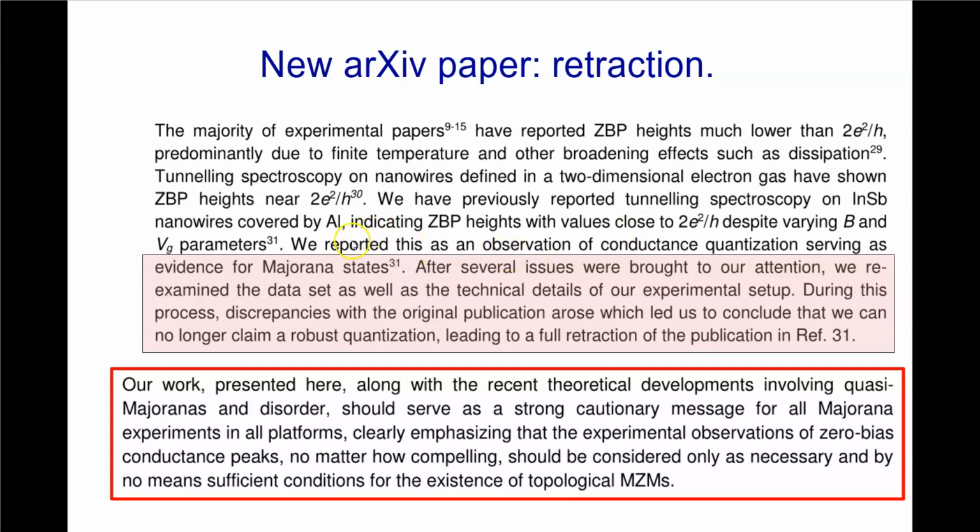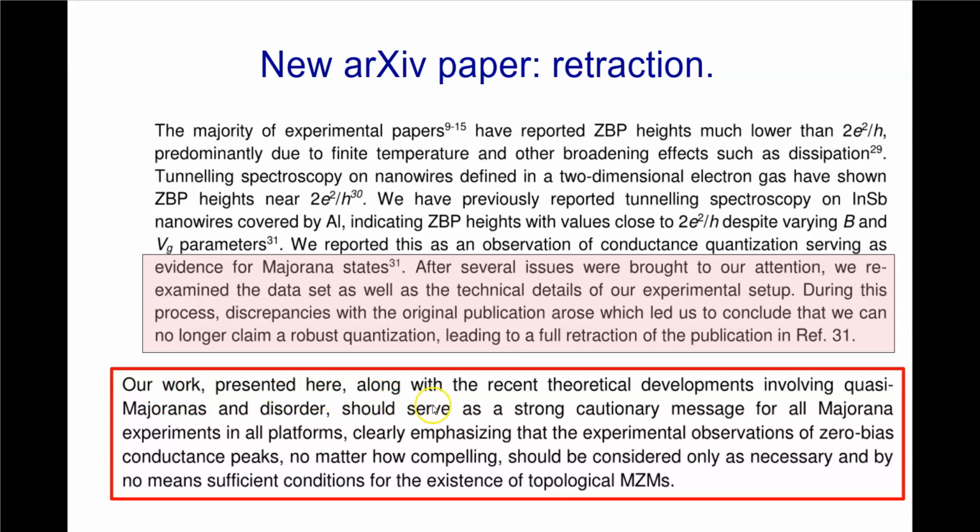Now, we reported this as an observation of conductance quantization served as evidence for Majorana bound states, and after several issues were brought to our attention, we re-examined the data as well as the technical details of our experimental setup. During this process, discrepancies with the original publication arose, which led us to conclude that we can no longer claim robust quantization, leading to a full retraction of the paper. Wow. So they're saying that they revisited their data and the technical details, and they threw out the main conclusion for that Nature paper.